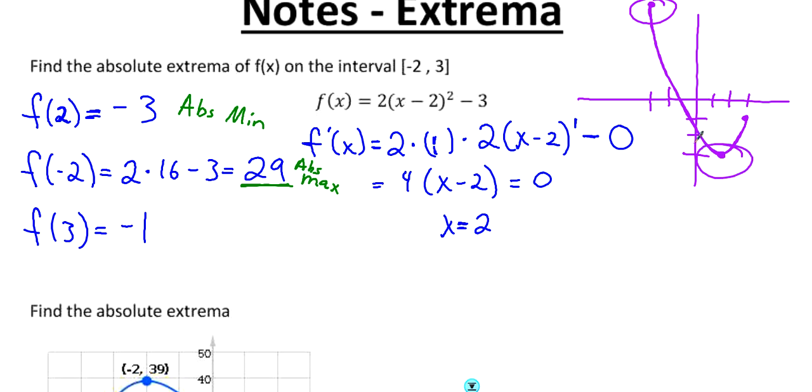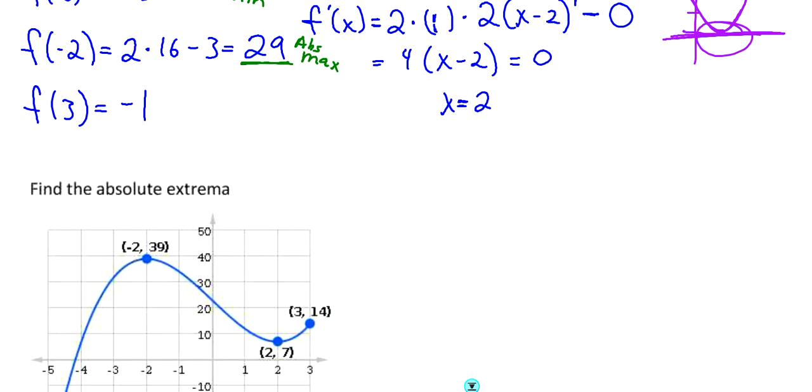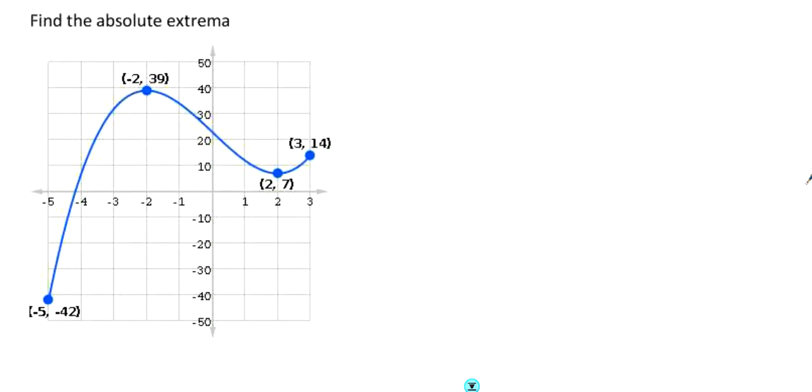But algebraically, we have to find the derivative, set it equal to 0 to find our critical points, which are our interior ones, the horizontal tangents, and then we check the endpoints. Now, graphically, finding absolute extrema is much easier.